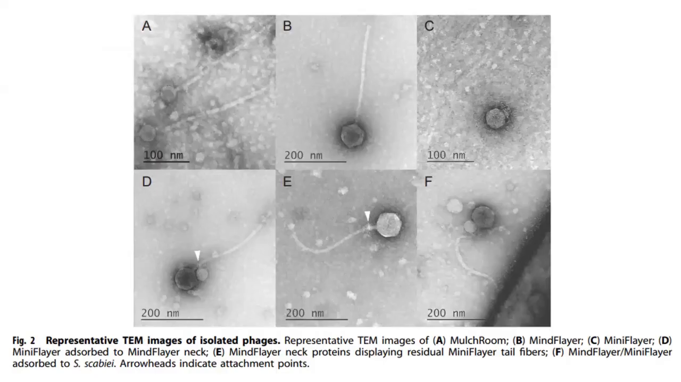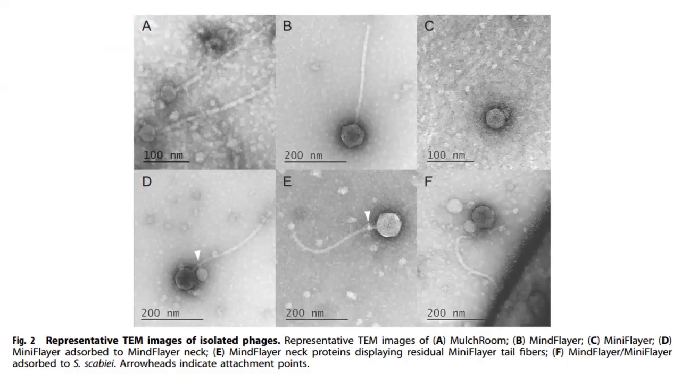Then here are their TEMs. For the top one, that is Mulch-Room. So that is the helper. No, Mulch-Mansion is the helper. That is the satellite, shown in A, I guess. This one's MindFlayer, which is the helper. And then we have MiniFlayer, so that's the satellite. So these two go together. Then D is MiniFlayer, which is, okay.